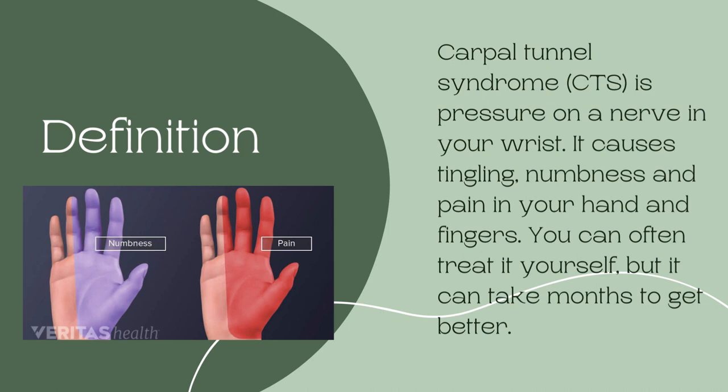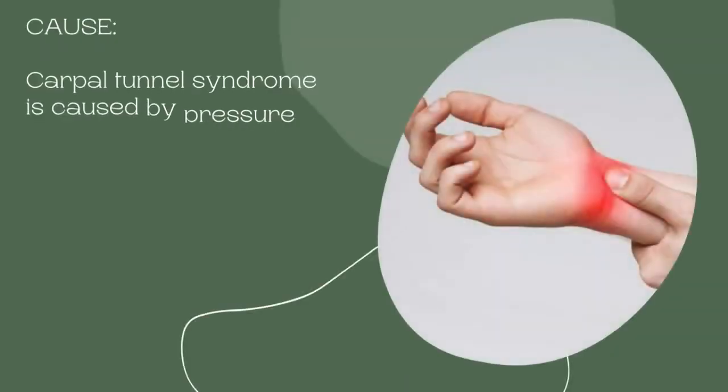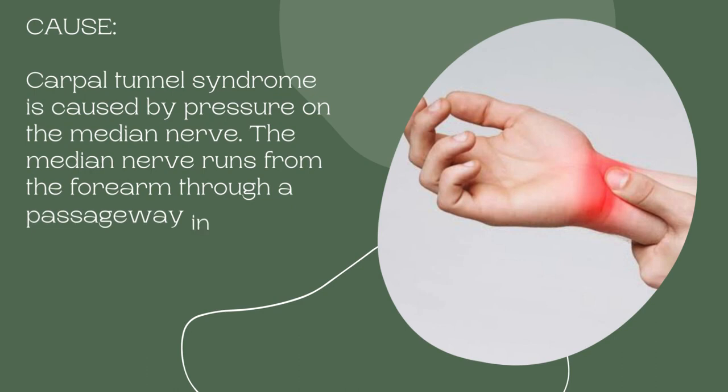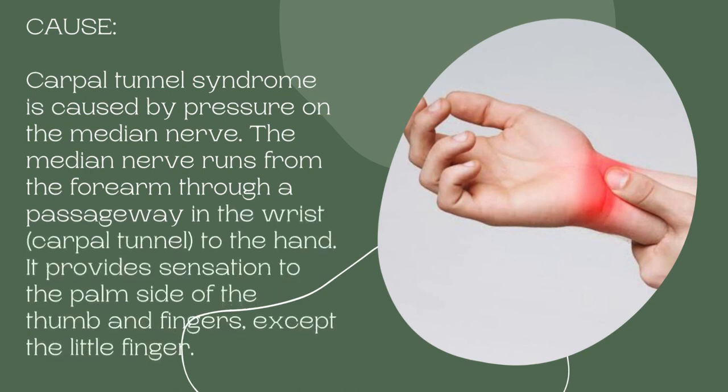Basically, CTS is due to pressure on a nerve, which causes disruption of blood supply and results in pain. Along with pain, it also causes numbness and tingling, which is again due to compromised blood supply. CTS is caused by pressure on the median nerve that passes through the carpal tunnel compartment. This median nerve runs from the forearm through the carpal tunnel to the hand. It sends sensations to the palm side of the thumb and fingers except the little finger.